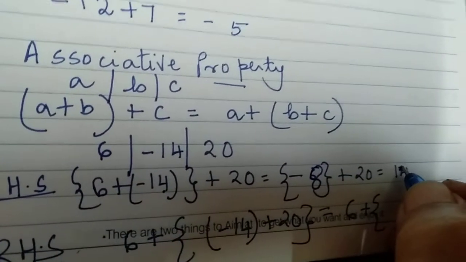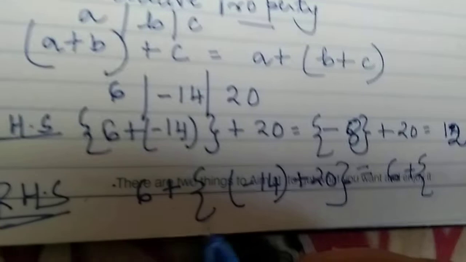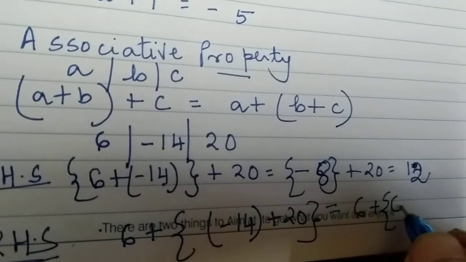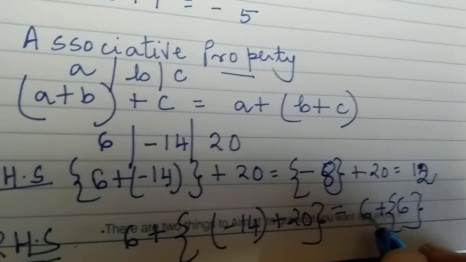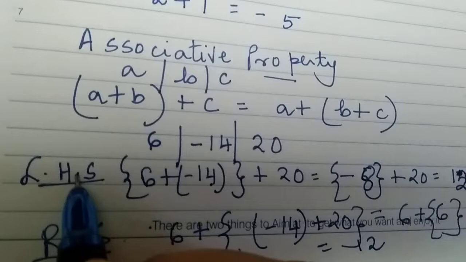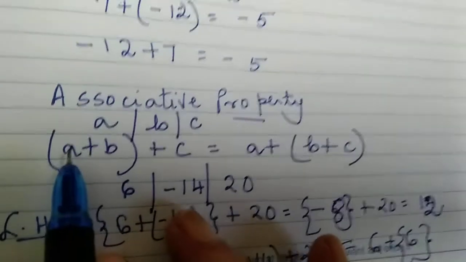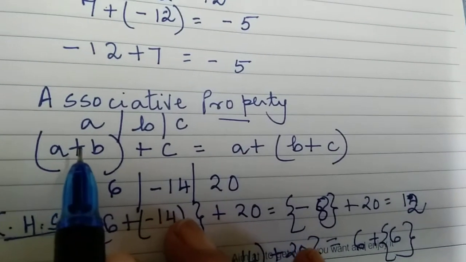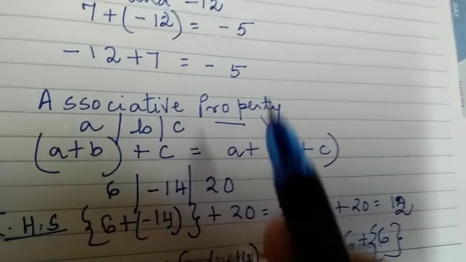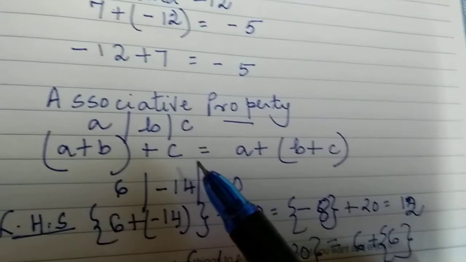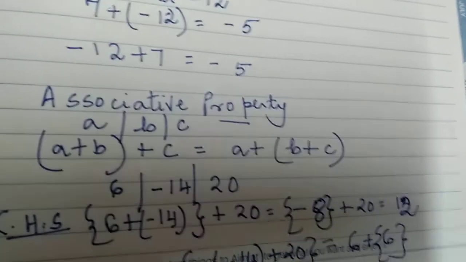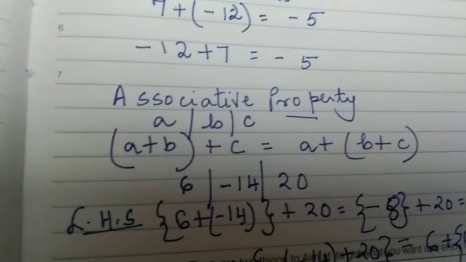So this will be 12. So this will be 6 plus 6. So if I add 6 plus 6, I will get 12. So the left hand side is equal to the right hand side. So this is the associative property: a plus b, if I first add up, and to that result I add c, the result will be a plus b plus c added together. You can check it with three numbers.